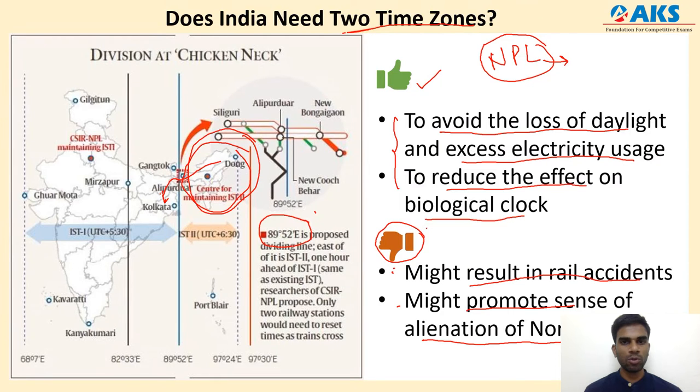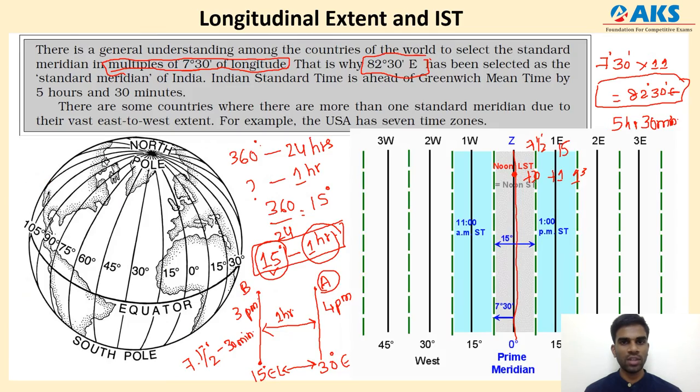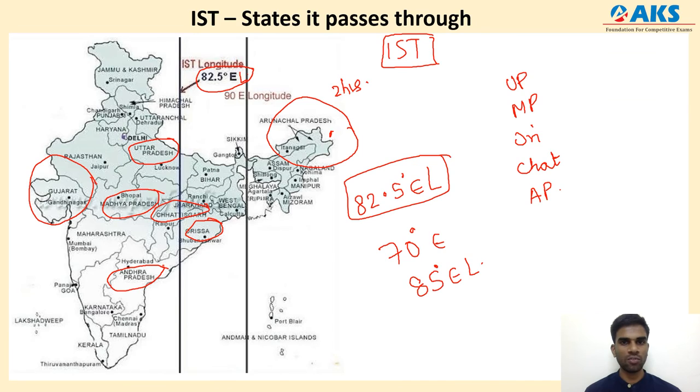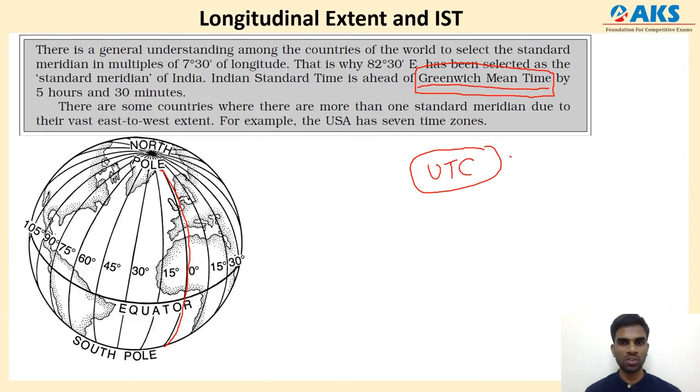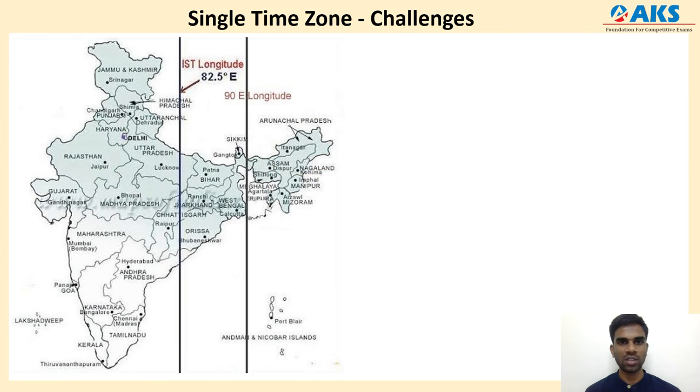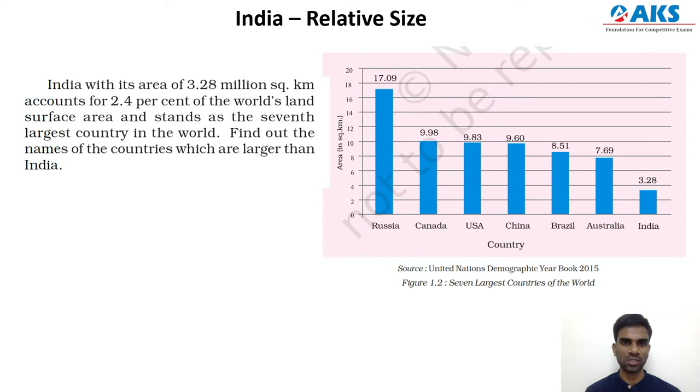So we have discussed the latitudinal extent of India and the longitudinal extent of India and the implications of having such a large latitudinal and longitudinal extent. Now let us see the relative size of India. India is the 7th largest country in the world with 3.28 million square kilometers of area.